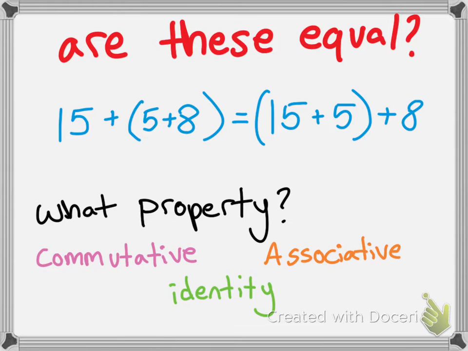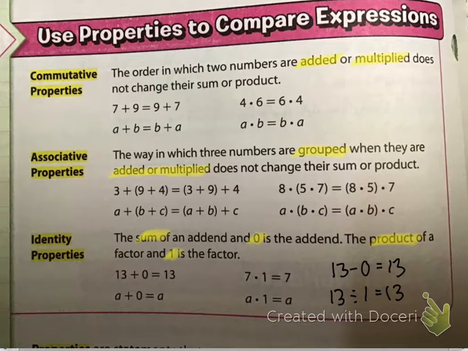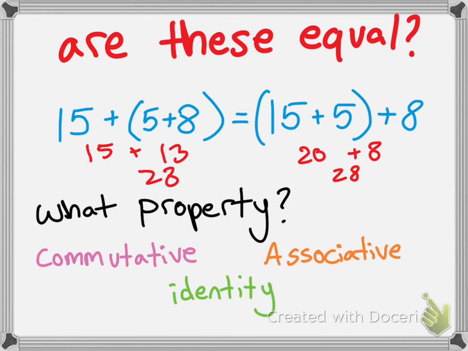Because here, 5 plus 8 gives me 13. Plus 15 is 28. 15 plus 5 is 20. Plus 8 is 28. They're the same. And then also, all I did was regroup them. So it is the associative property.